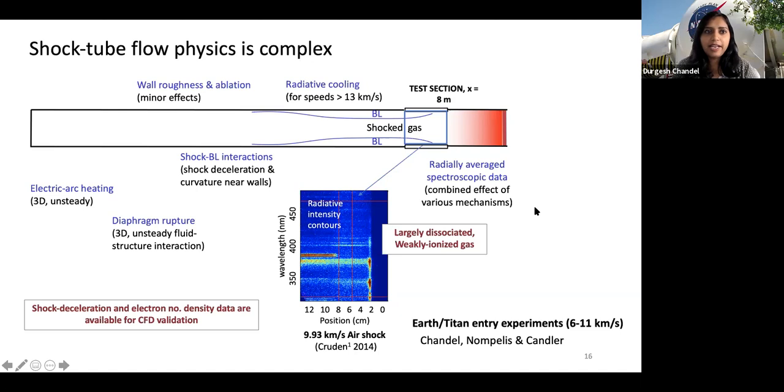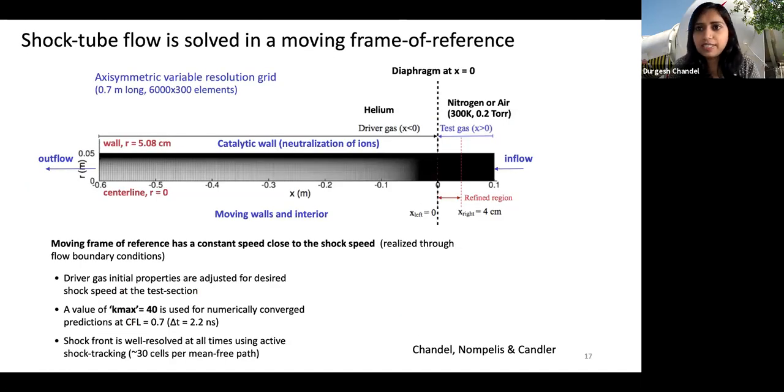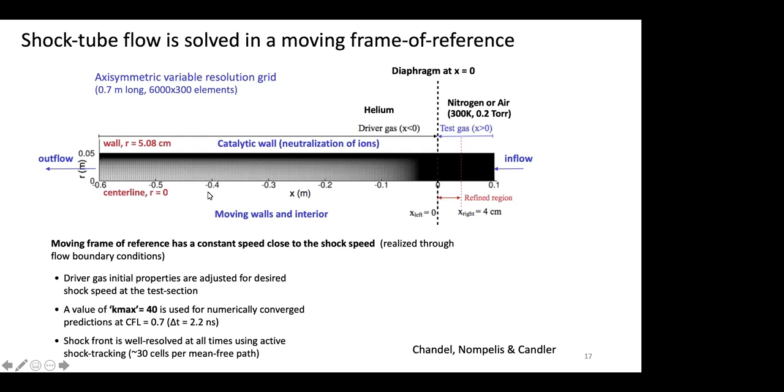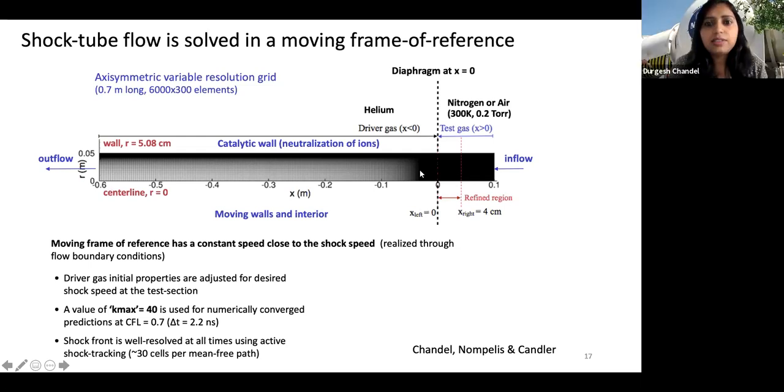So basically what I did was I implemented a moving frame of reference technique and focused on modeling only a small portion of the shock tube. This allows for a variable resolution grid. For example, here I'm showing the computational domain for the EAST simulations. We use axisymmetric flow and the domain is only 0.7 meter long. The diaphragm is located at x equal to 0, and on the right you have the test gas, and on the left you have the driver gas.